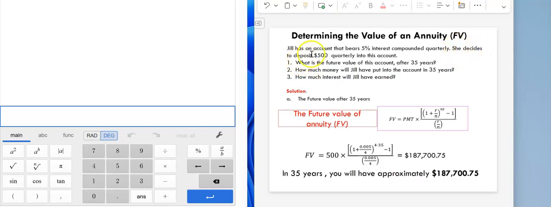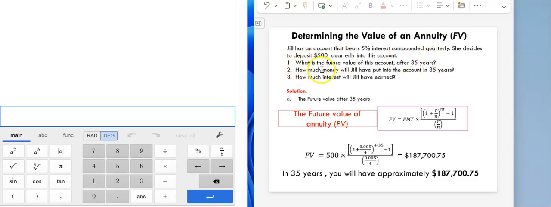She decided to deposit $500 quarterly into the account. So she will deposit $500 4 times a year. And that periodic deposit, also called PMT, is 500. The first question is, what's the future value of this account after 35 years? Because the question is actually asking how much the account is going to be after 35 years. Okay, that's the first question.